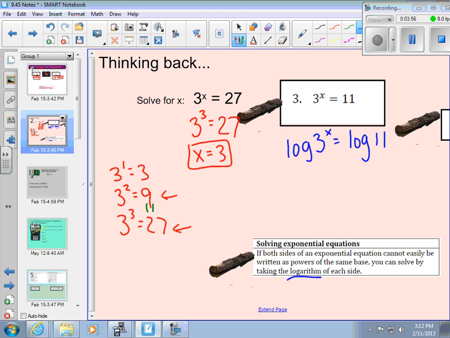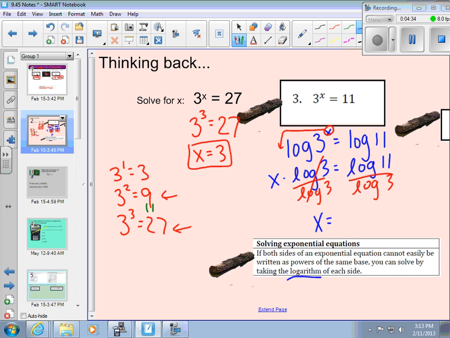All right, here's what we can do now. We know from looking at our power rule yesterday with logs, anytime you have an exponent in a log, we're able to move that out front and write it as a product. So this would be the same as x times log of 3 equals log of 11. If we want to solve for x now, we can simply do it by getting rid of this log 3. It's being multiplied. If we divide both sides by log 3, we can get the answer. This cancels out.